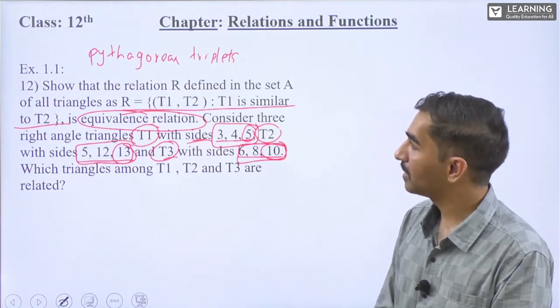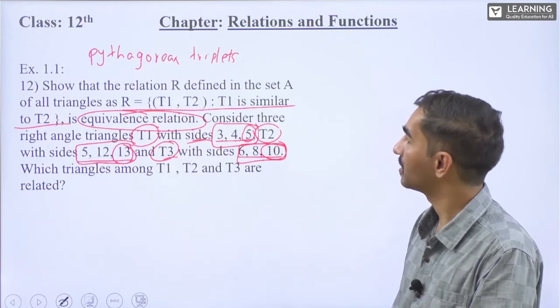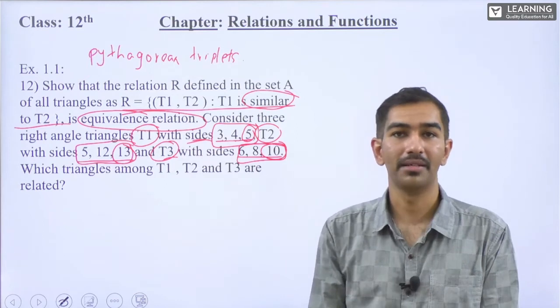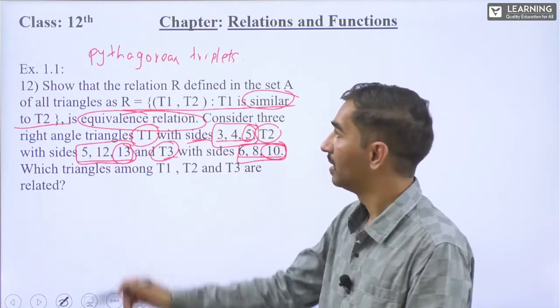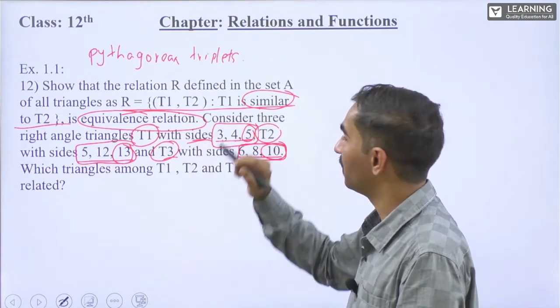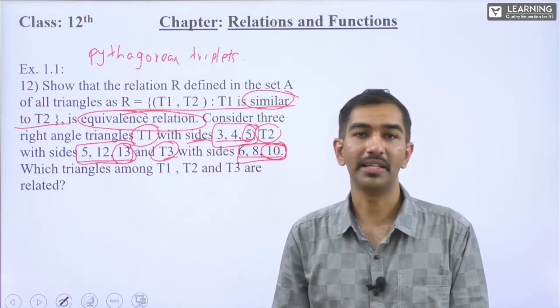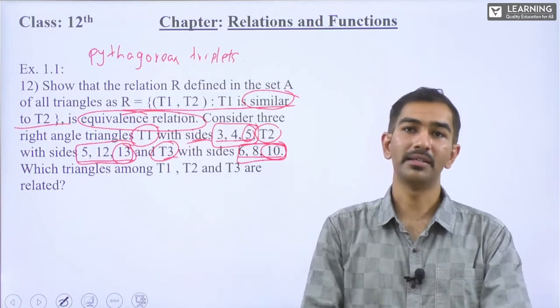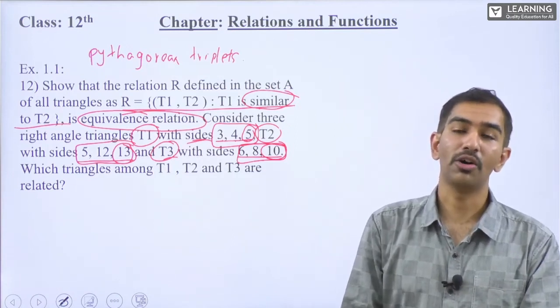So they're using another word, students, here. That is called similar. What is the meaning of similar? Small example I'll give. So there are two words, students. When we are studying triangles, we'll be getting two words. So what are those two words? One is similar and one more is congruent.